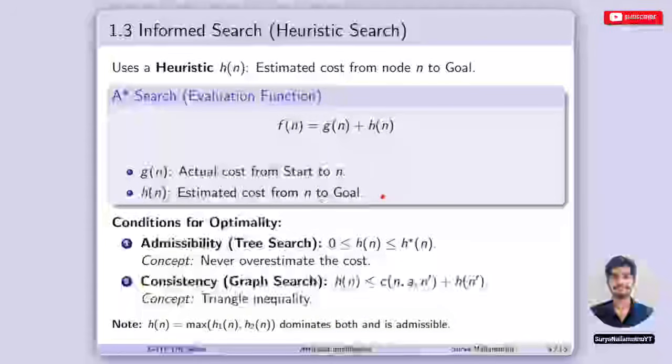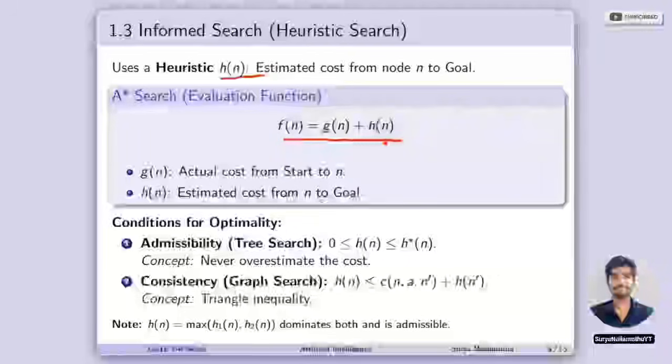Informed search. Informed search is nothing but a heuristic search. It uses a heuristic that estimates the cost from n to the goal. The h of n is the heuristic. In A star search, the evaluation function is f of n equals g of n plus h of n. You need to remember this formula. There is a chance to get a question on it.